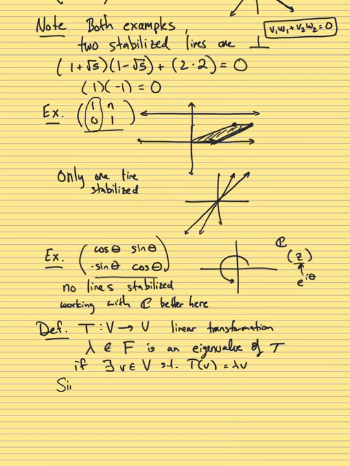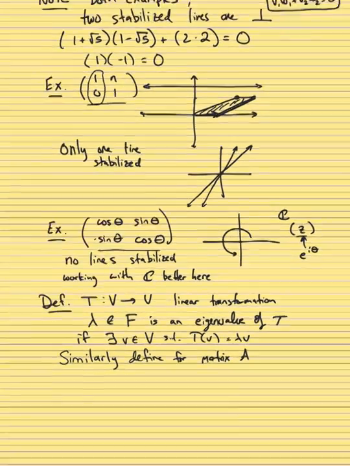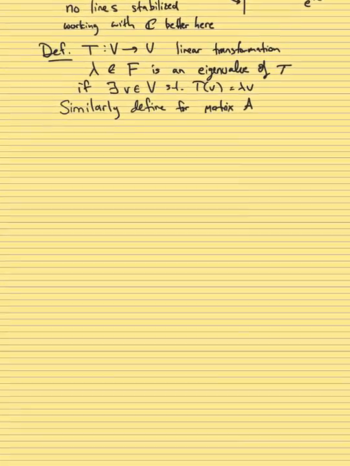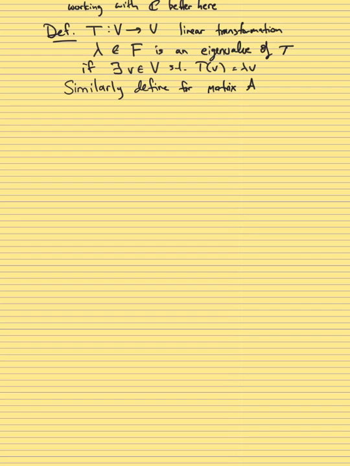You can similarly define this just for a matrix A. So define it for a matrix A, and then you're asking about matrix multiplication rather than the linear transformation. It will end up being a lemma that if you have a linear transformation and two matrices which represent that linear transformation in the same basis, then an eigenvalue for one is an eigenvalue for the other.